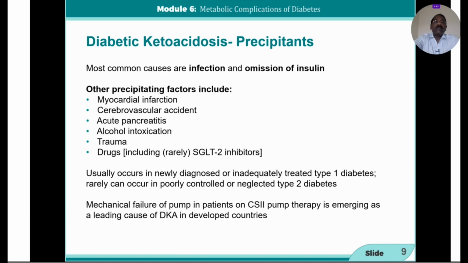So what are the causes for this DKA? In India, the most common precipitating cause for DKA is infection. Number 1. Number 2 is the omission of insulin. Maybe because of fasting or feasting, these people will omit the insulin because they are busy. So they get DKA, especially type 1 diabetes. The two reasons to get DKA in type 1 diabetes are, one, infection, maybe urinary tract infection or respiratory tract infection, etc. And the second and most important one is the omission of insulin.